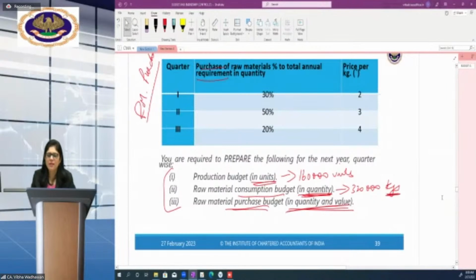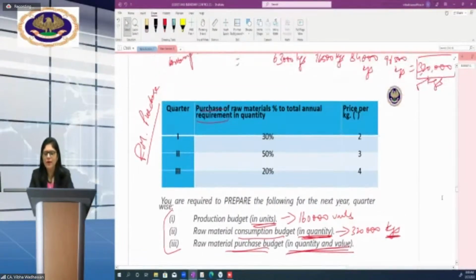Raw material purchase budget in quantity and value. So raw material purchase now. 3,20,000 we have the consumption requirement. We require 3,20,000 of raw material. Now, how much raw material to purchase? Students, will take a short break here of 5-7 minutes. I leave this question to you for raw material purchase budget. Calculate the raw material purchase budget in quantity and value. Try on your own. I'm going to explain you also, but try on your own first. And I'll join you after the break.